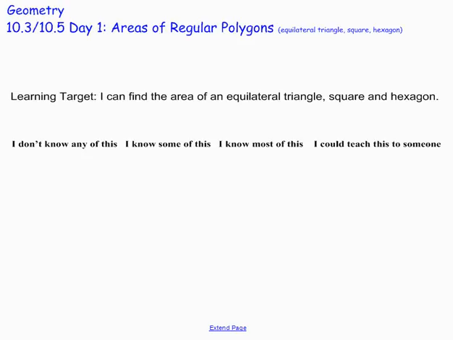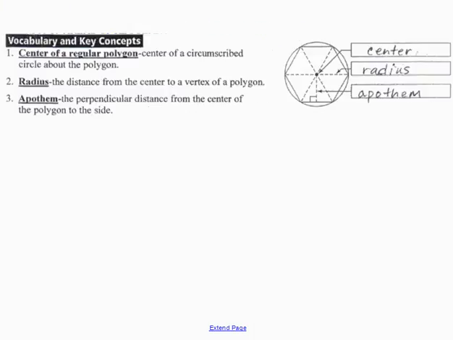Okay, so today we're working with the area of regular polygons, meaning an equilateral triangle, a square, and a hexagon. A couple of the vocabulary words that we're going to be working with, two of them are probably not too different for you. We've got the center of a polygon, which is the very center of it, of course. The radius, which happens to be from the center to the edge of the polygon.